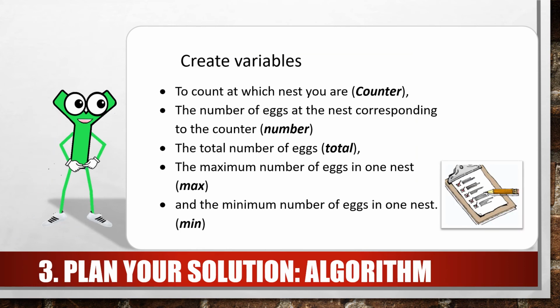In this program you will need several variables. One to count at which nest you are, let's call it counter. One for the number of eggs at the nest corresponding with the counter, let's call that number. The total number of eggs, the maximum number of eggs, and the minimum number of eggs. Write your own algorithm for the code when the green flag is clicked, or use the algorithm given in the workbook.